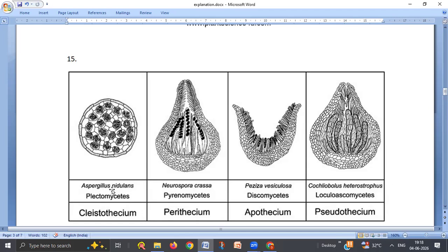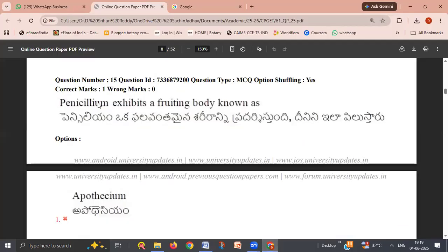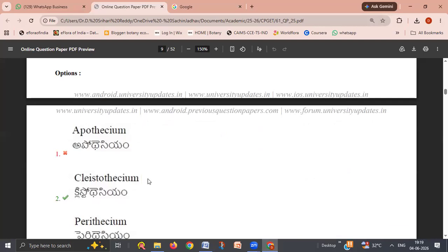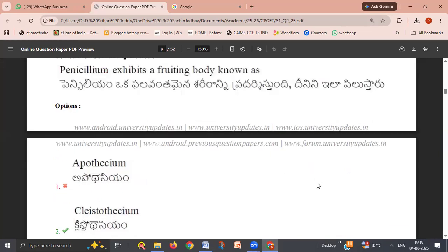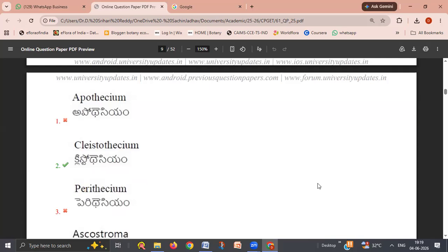Here it is given Aspergillus nidulans. Here cleistothecium is present. And in Pyrenomycetes, Neurospora crassa. In Peziza, we find apothecium. And Chaetomium, here we find pseudothecium. So the question here is the fruiting body of Penicillium. The right answer is cleistothecium. Cleistothecium is a fruiting body which is spherical in structure, round in shape, and it is a closed structure. It is observed in case of Penicillium.